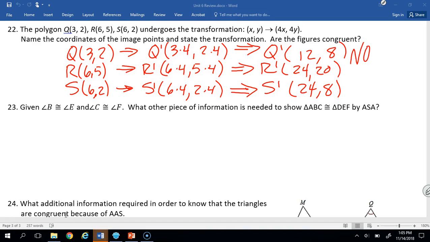And it asks us what's happening. It was a dilation by a scale factor of 4.